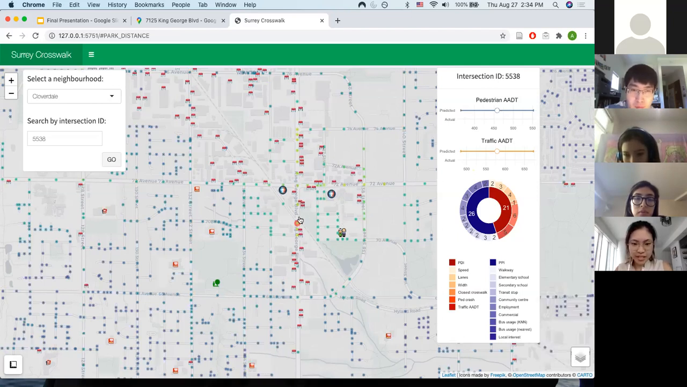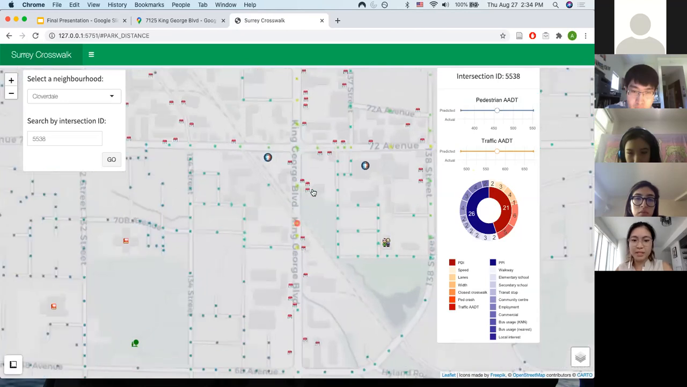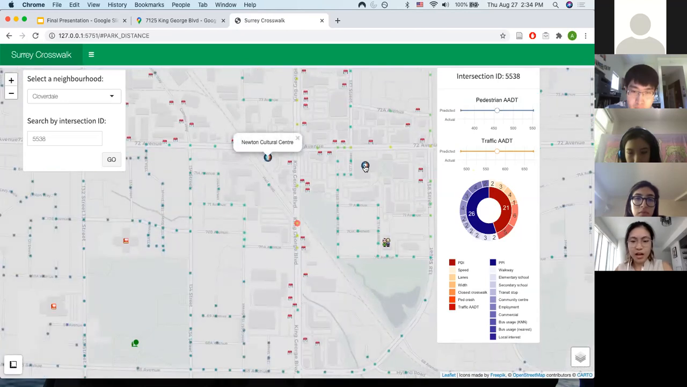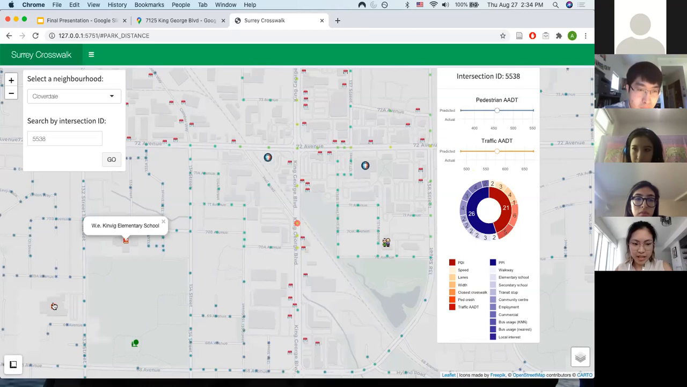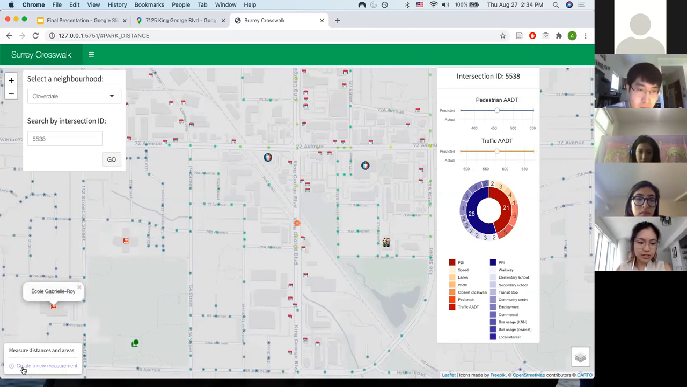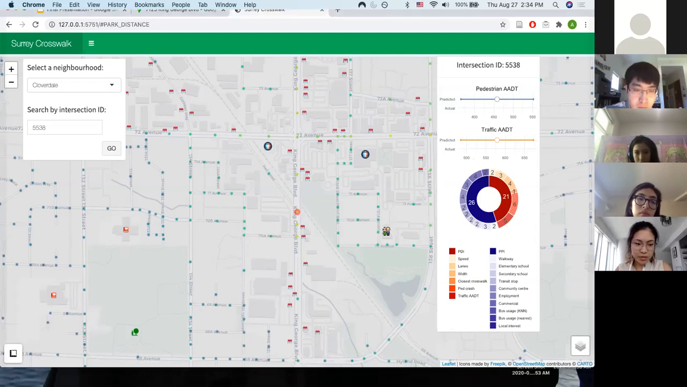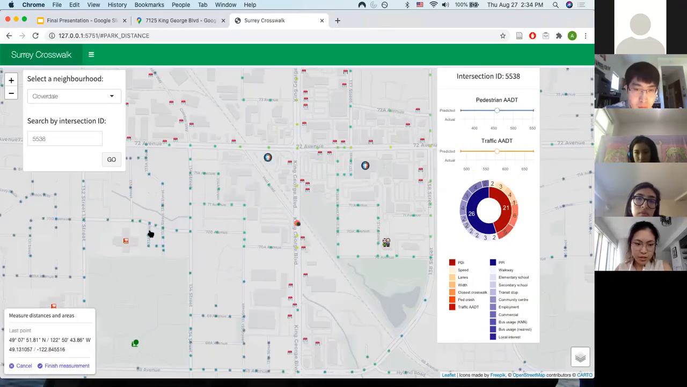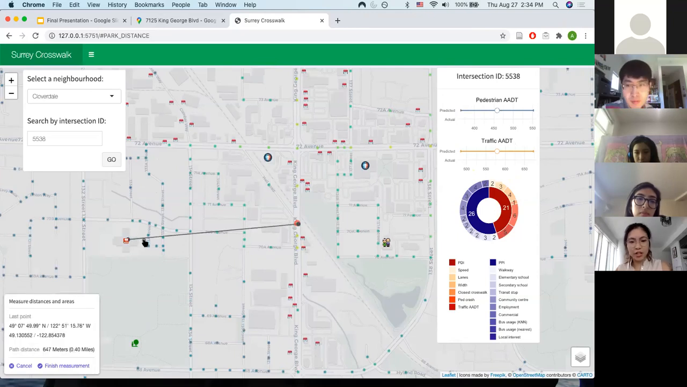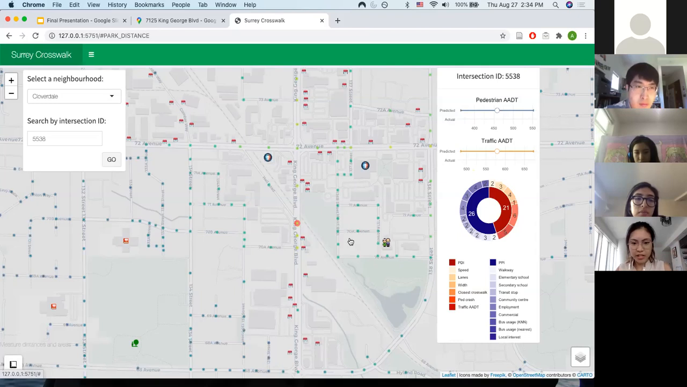So here you can see this intersection is relatively close to many shops or businesses, and two community centers, the Newton Cultural Center and the Newton Community Hall, and a senior center as well. There's a park right here, a water park, and schools right here and here. You can also click on this and see the Euclidean distance between the two. This would be around 260 meters, or you could go from this to the school over here and see, all right, it's under a kilometer. So that gives you a sense of what this intersection looks like.